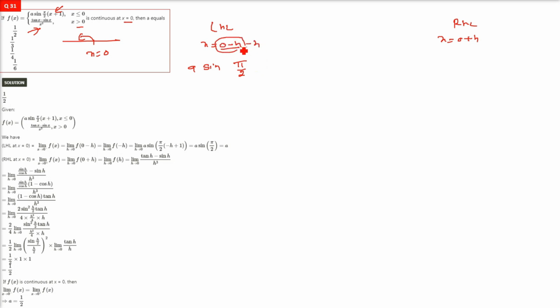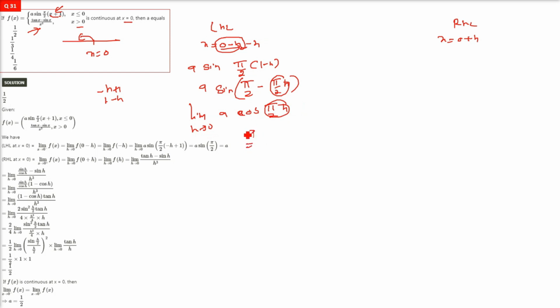So what do you get? It's minus h you have to put in place of x. So it is negative h plus 1, which can be written as 1 minus h. So I'm just writing 1 minus h here and multiplying pi by 2 with 1 minus h. We get pi by 2 minus pi by 2 h. Don't worry about pi by 2 minus h, just see pi by 2 minus something. Sine 90 minus theta is cos theta. So you have A cos(pi by 2 h), right? So cos of pi by 2 h, the h is 0, so cos 0 is 1.